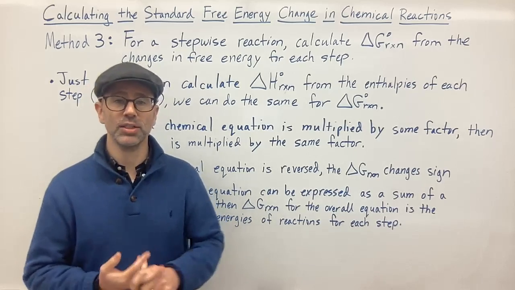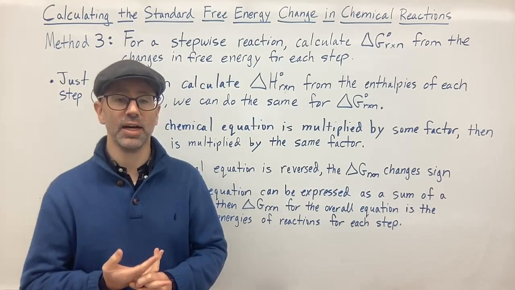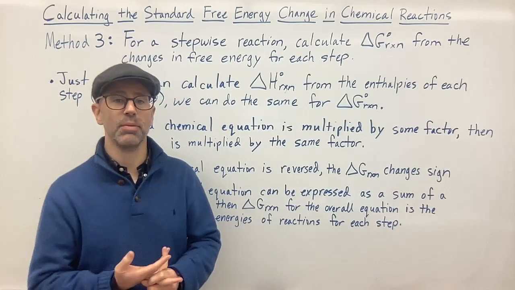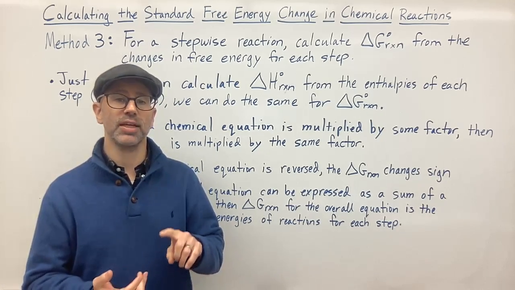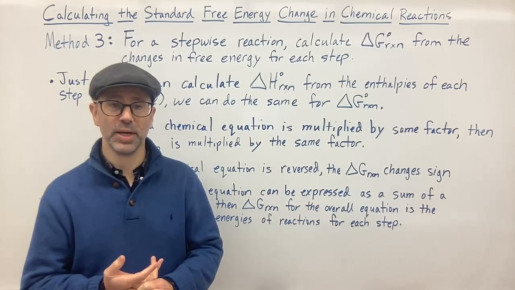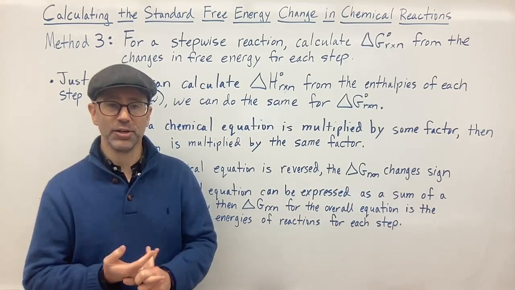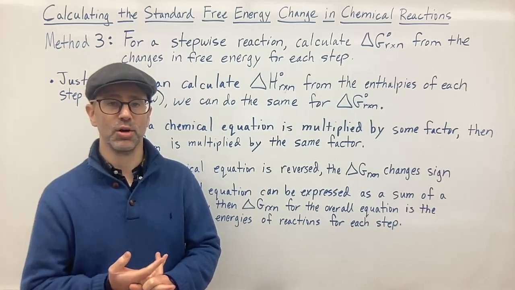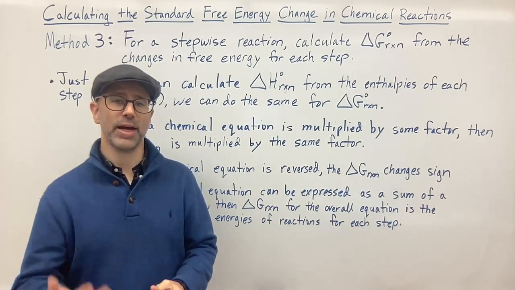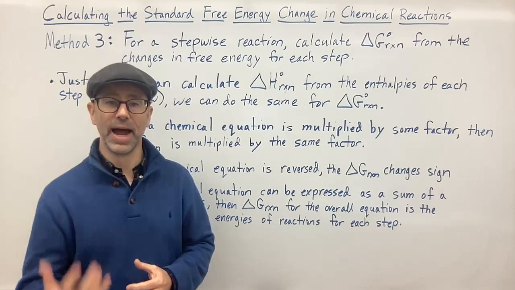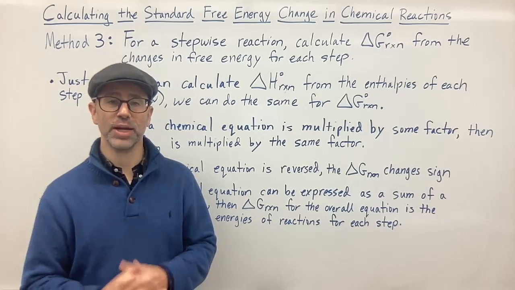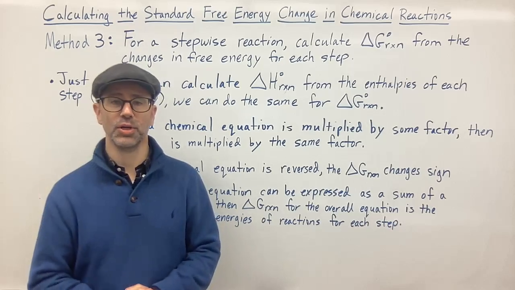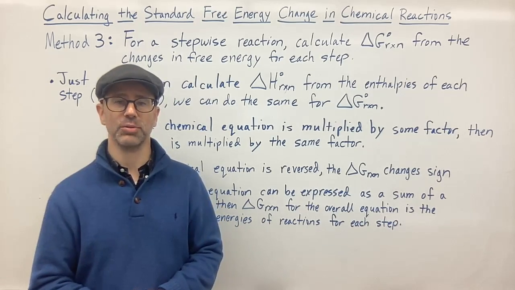The second method was to use just tabulated free energy of formation and use the equation where the sum of the products, the sum of the standard free energies of formation multiplied by their stoichiometric coefficients of the balanced equation, and subtracting from that the sum of the reactants, the sum of the free energy of formation of the reactants multiplied by their stoichiometric coefficients of the balanced equation.